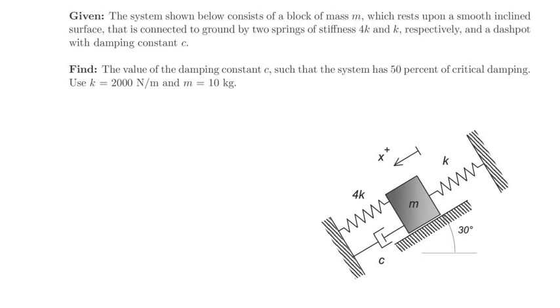And what we're asked to find is the value of the damping constant such that the system has 50% of critical damping, and we're given some numerical values for K and M to help us out. So to start this problem, as we do in most, we can go ahead and start by sketching a free body diagram for this system.